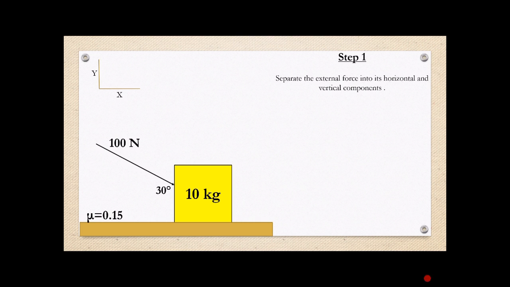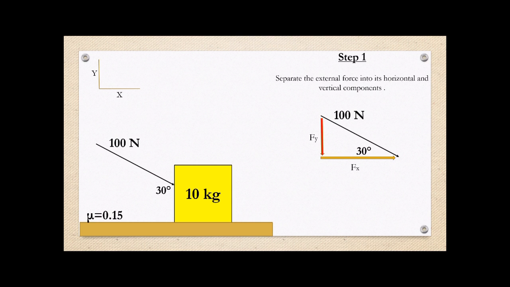Okay, step 1. Let's separate the external force into its horizontal and vertical components. So here's the 100 Newton force. This is the 30 degree angle it's applied at. Here we have the horizontal component of that force, and here we have the vertical component of that force. Let's give them names. We'll give that one F sub x and this one F sub y.